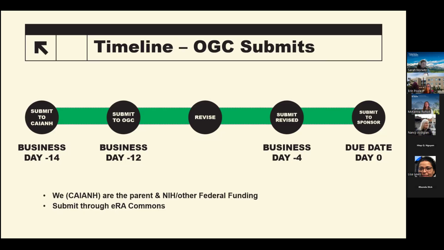Cayenne Fiscal reviews the proposal and submits to OGC at least 12 business days before the submission deadline. Very often, but not always, OGC will have some revisions and they'll send it back to us. And once the project team makes those revisions, Cayenne Fiscal then submits the revised proposal at least 4 business days before the submission deadline. And then OGC submits the proposal on our behalf. Next slide, please.